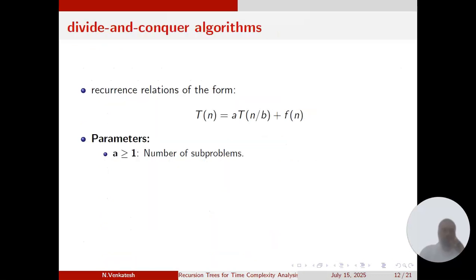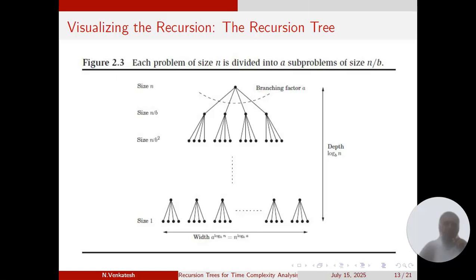Okay, so let us see how this is useful in solving recurrence relations of the divide and conquer form. In case of divide and conquer, we divide the problem into a subproblems, each of size n by b, and the cost required for division as well as for merging is f of n. Okay, so now we can see the recursion tree.